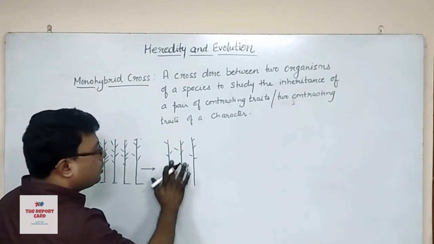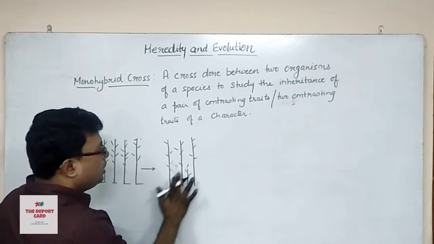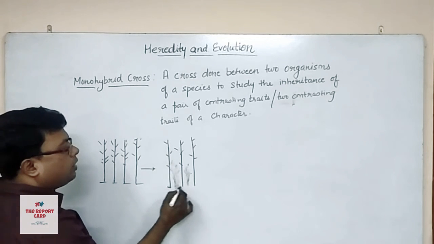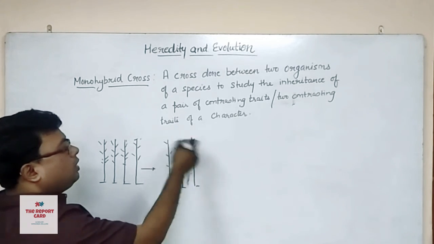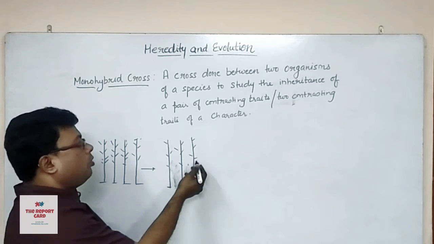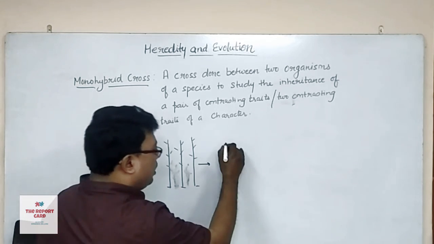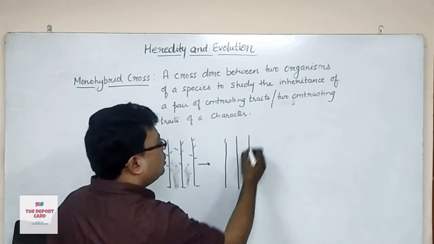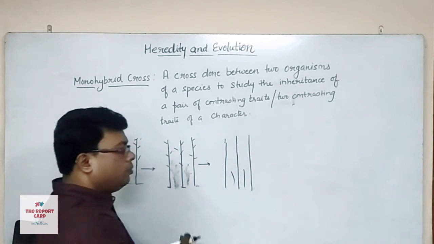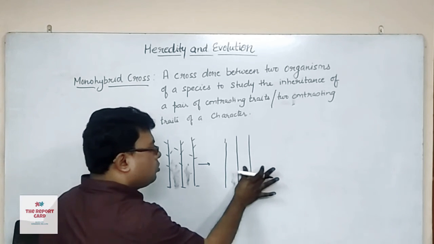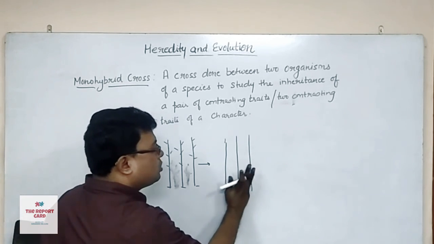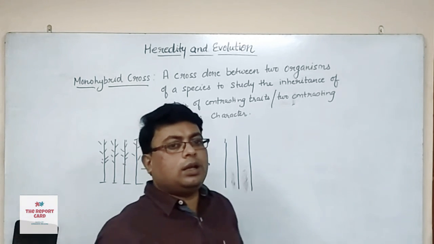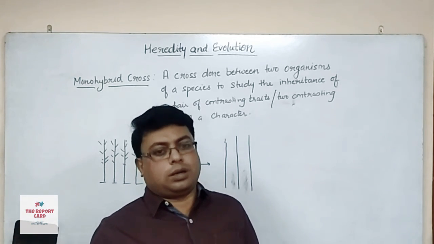So what did he do? He removed these short plants, he just segregated them, and then he took these tall plants and again self-crossed them. Again he got tall plants, but there were very few short plants in between. So the number of short plants kept on reducing, and he kept on doing this until he got all tall plants.